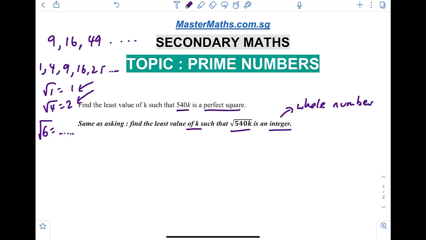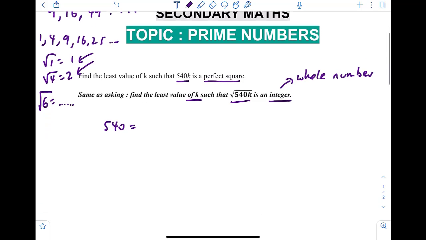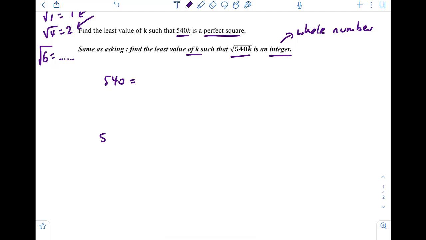Now to do this question, which is applicable for all secondary levels, we first express 540 in its prime index notation. So 540, divide by 2 first, you get 270. Further divide by 2, 135. Divide by 3 next, 45. Divide by 3, 15. Divide by 3, you get 5. Divide by 5, you get 1, and we stop here.